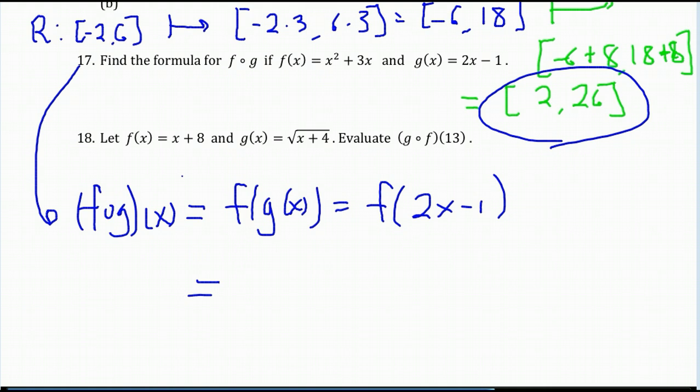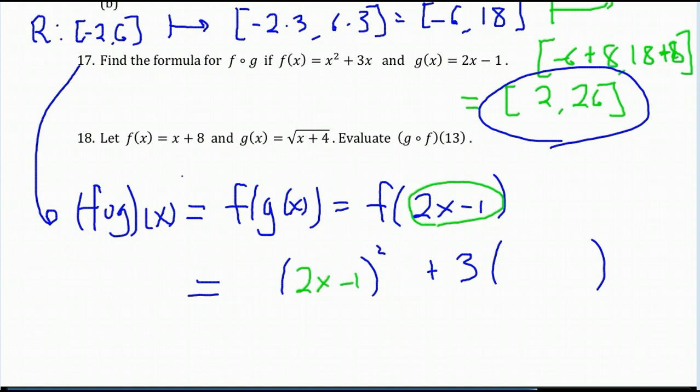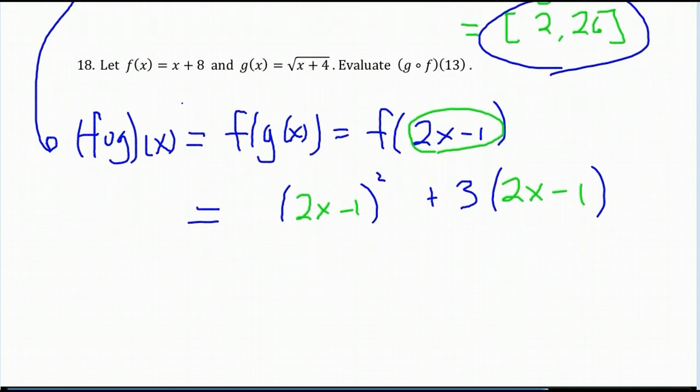We're going to do that by just putting open parentheses wherever we see an x. So we're going to say we have to square our input and then add on 3 times our input, which in this case is 2x minus 1. So we're going to put that in the gap here and here. And then just do algebra to simplify it.